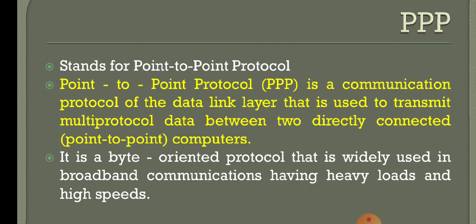On the source side, we'll be using PPP, point to point protocol, and the destination side will be using serial line internet protocol. Actually, PPP is point to point protocol, a communication protocol of the data link layer that is used to transmit multiple protocol data between two directly connected computers. By using a dial-up connection, if you are connecting two computers, then we'll be going for point to point protocol.